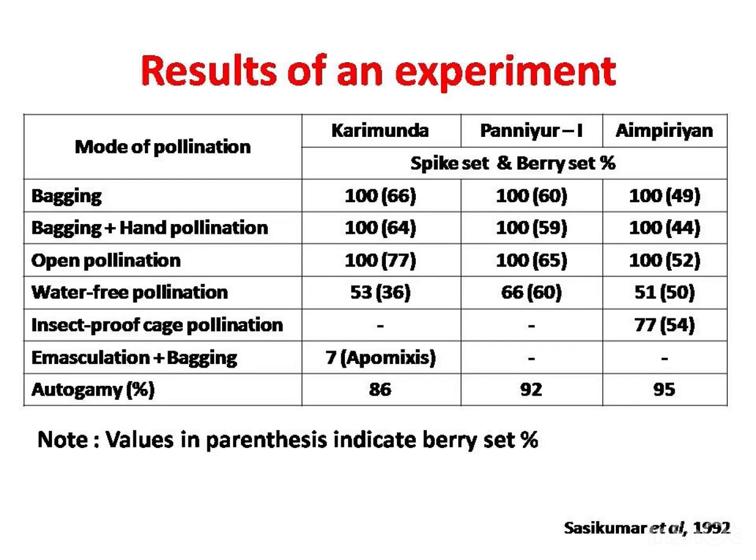Whereas the berry set in these three varieties, especially when water-free pollination is done, compared to bagging, hand pollination and open pollination, it is certainly less. See here, 36% berry set in Karimunda, 60% in case of Panur 1, Empyrean it is 50%, very low in case of Karimunda.